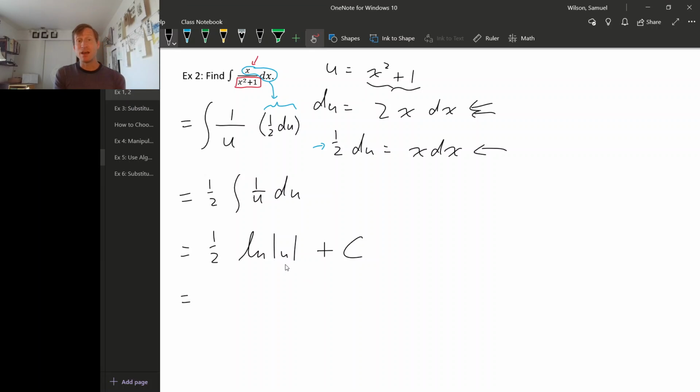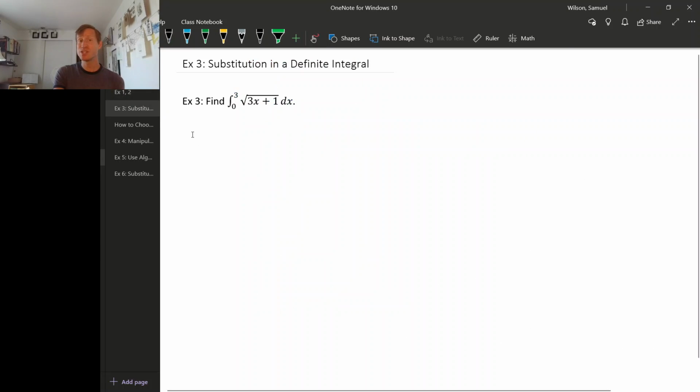And then just like last time, since we started with a function of x, we should end up with a function of x, so we need to undo our substitution. That's 1/2 natural log absolute value x squared plus 1 plus a constant. All right, so that's a u substitution for an indefinite integral. Let's look at a u substitution for a definite integral.